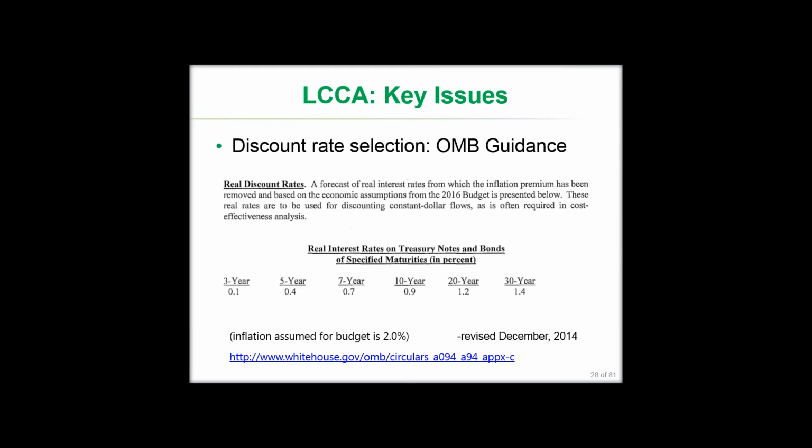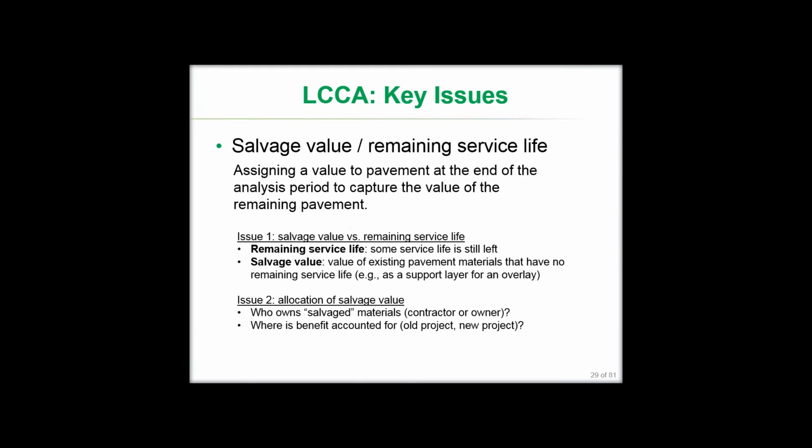So for us, we're at the 40 to 50 year range typically, so we're looking all the way at the 30-year. And the real discount rate right now, latest revised in December 2014, was 1.4%, and that assumes a 2% inflation for the budget. So you can see that 4% that a lot of agencies use is a little on the high end now, but it depends upon how you want to look at it.